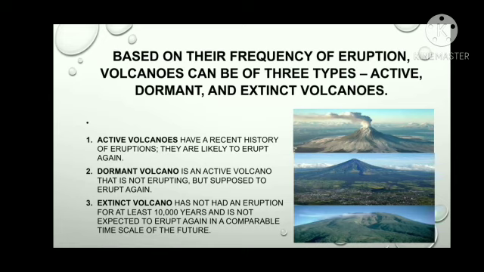So you have the first one, active volcanoes. Those have a recent history of eruptions, just like Mount Taal. They are likely to erupt again. We have also the dormant volcano. It's an active volcano that is not erupting but is supposed to erupt again. We have also the extinct volcano. It has not had an eruption for at least 10,000 years and is not expected to erupt again in a comparable time scale of the future.